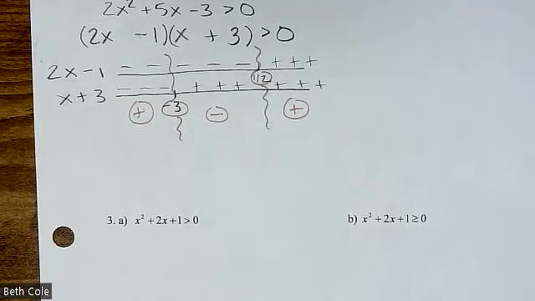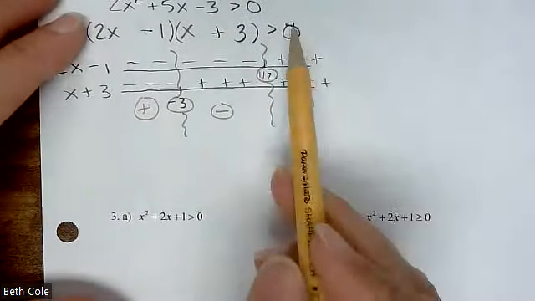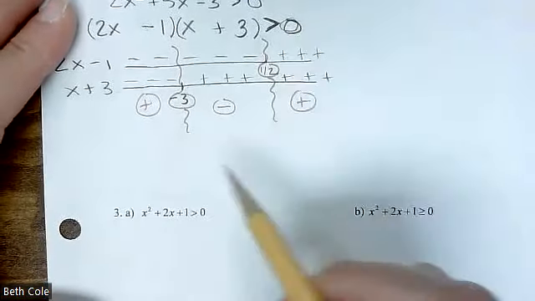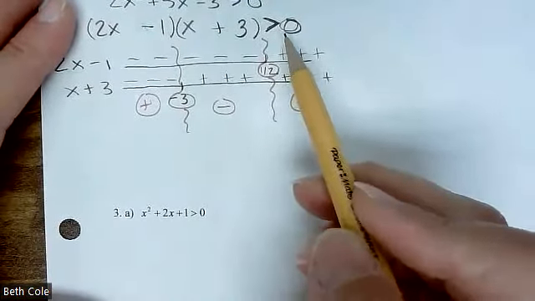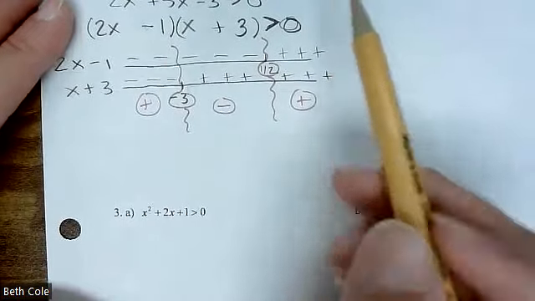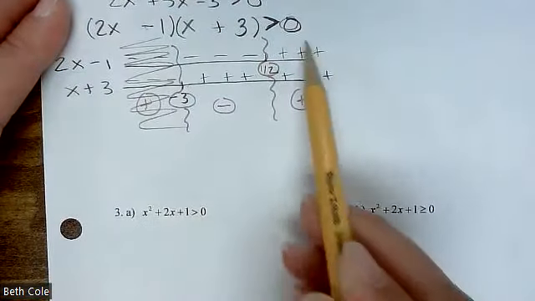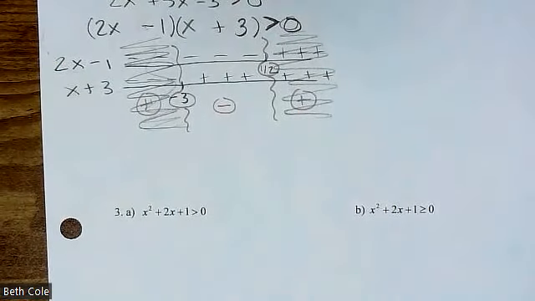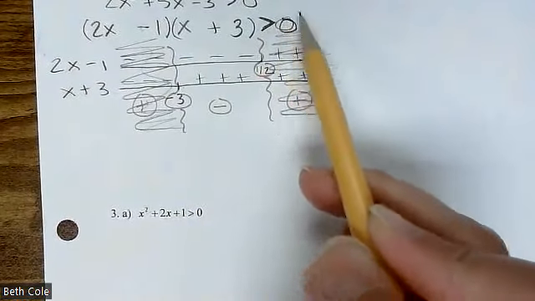Okay. Then you choose which sections are your answer. That involves looking back at the original problem. Like go back up to here. It says greater than 0. So do we want the positive sections or the negative sections if it's greater than? So we want this section and we want this section where the pluses are. We want the positives because it says greater than 0.